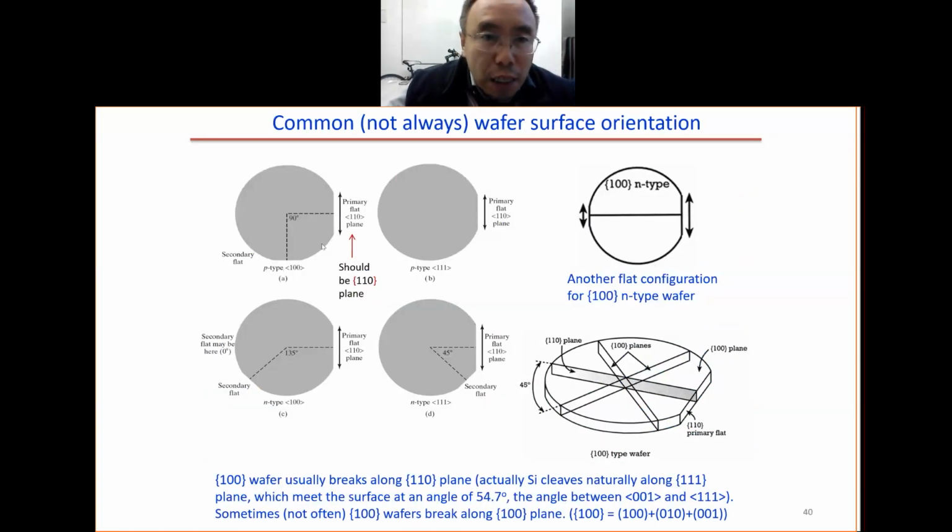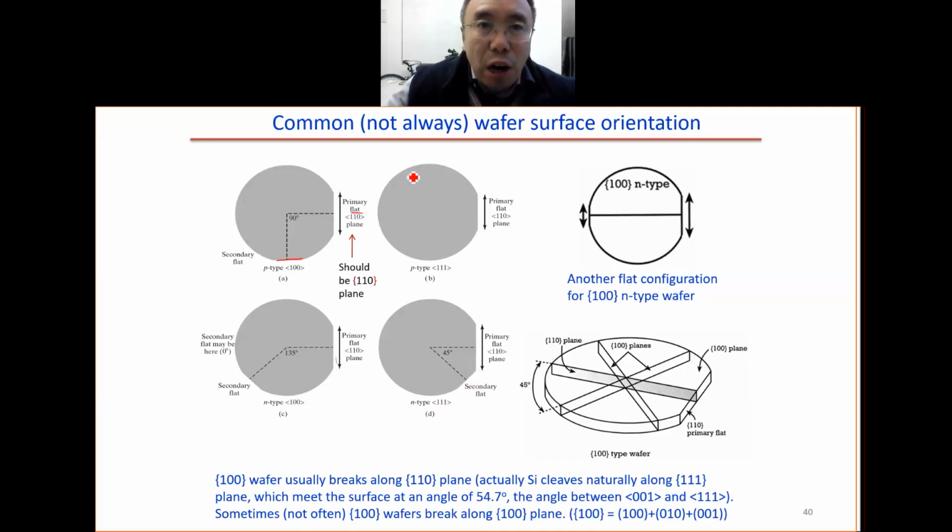For the P-type 100 wafer, we have a big flat, and we have a minor small flat. For the N-type 100 wafer, we have the big flat and another minor flat here. For the P-type 111 wafer, one main flat. N-type 111, we have one flat here and another flat here.